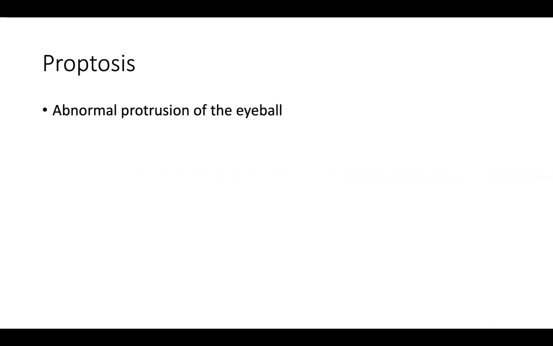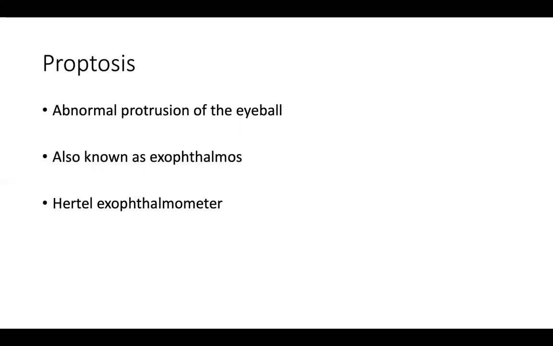Proptosis is defined as an abnormal protrusion of the eyeballs. The term is often used interchangeably with exophthalmos, which means the same thing. The position of the eyes within the orbits is measured by using a Hertel exophthalmometer, a handheld instrument that records the position of the anterior corneal surface relative to the lateral orbital rim.